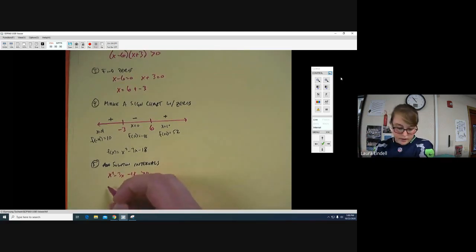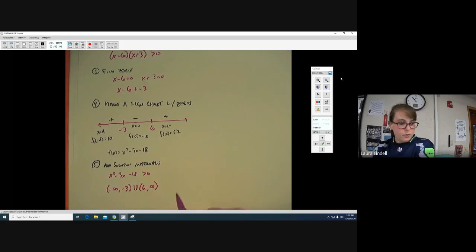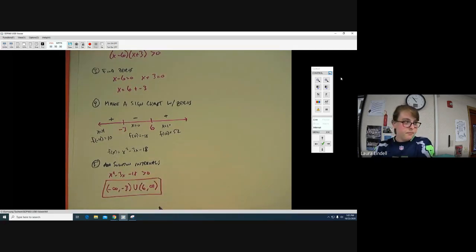So our intervals would be -infinity to -3, unioned with 6 to infinity. So in other words, since we want it to be greater than 0, we're looking for the intervals of positive for this quadratic. So this would be our answer if we were looking to find the solution in intervals.